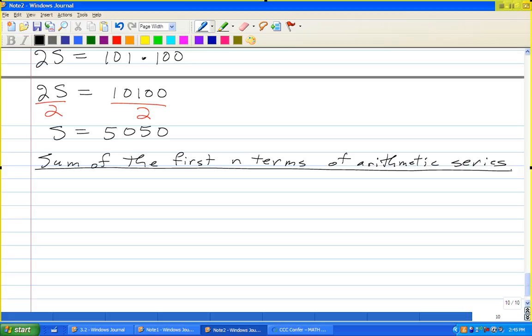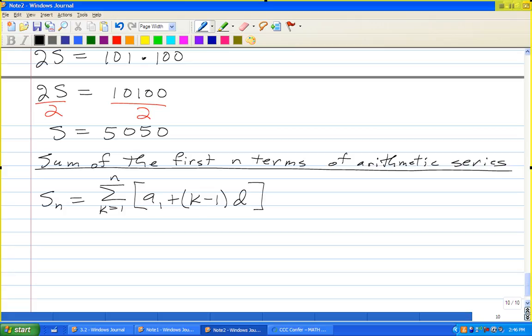Okay. So let me call this S sub n. So this is the sum, k equaling 1 to n, of an arithmetic series. Well, an arithmetic series, you remember, always has this form, where a sub 1 obviously is a constant, and d is a constant.